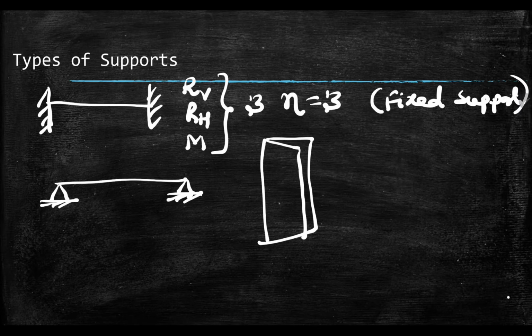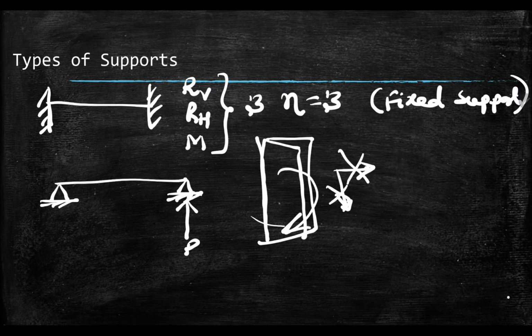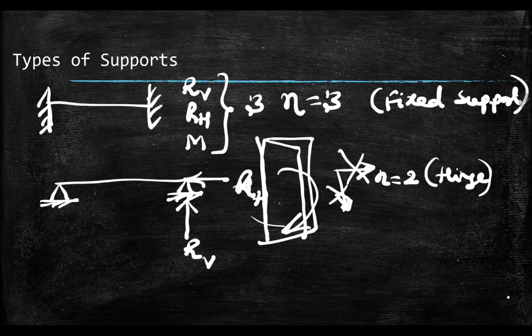The door can rotate, that means it will move in and it will come out. So that means it can rotate, but it will not move in horizontal direction and it will not move in vertical direction. So that means hinge will offer resistance in the vertical direction, that we can calculate as vertical reaction. It will offer resistance in horizontal direction, that is horizontal reaction, RH. So the number of unknowns in this case is 2. This support is hinge or pinned support.